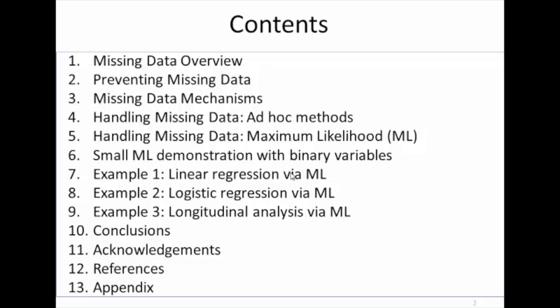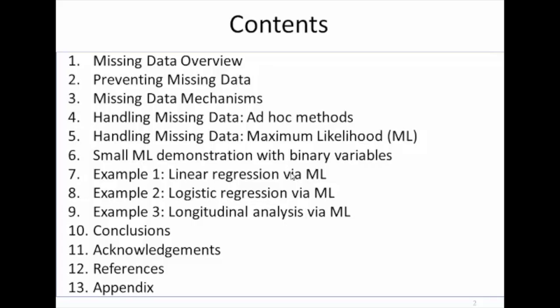Then we'll talk about traditional, what I would call 20th century, early, mid, mostly late 20th century methods of handling missing data. These are ad hoc approaches that are the most commonly available in statistical software packages even today. Then we'll talk about the maximum likelihood method of handling missing data, which is an approach that, although conceptually it was developed in the 1950s, computationally it really was not feasible to use until the mid-1990s.